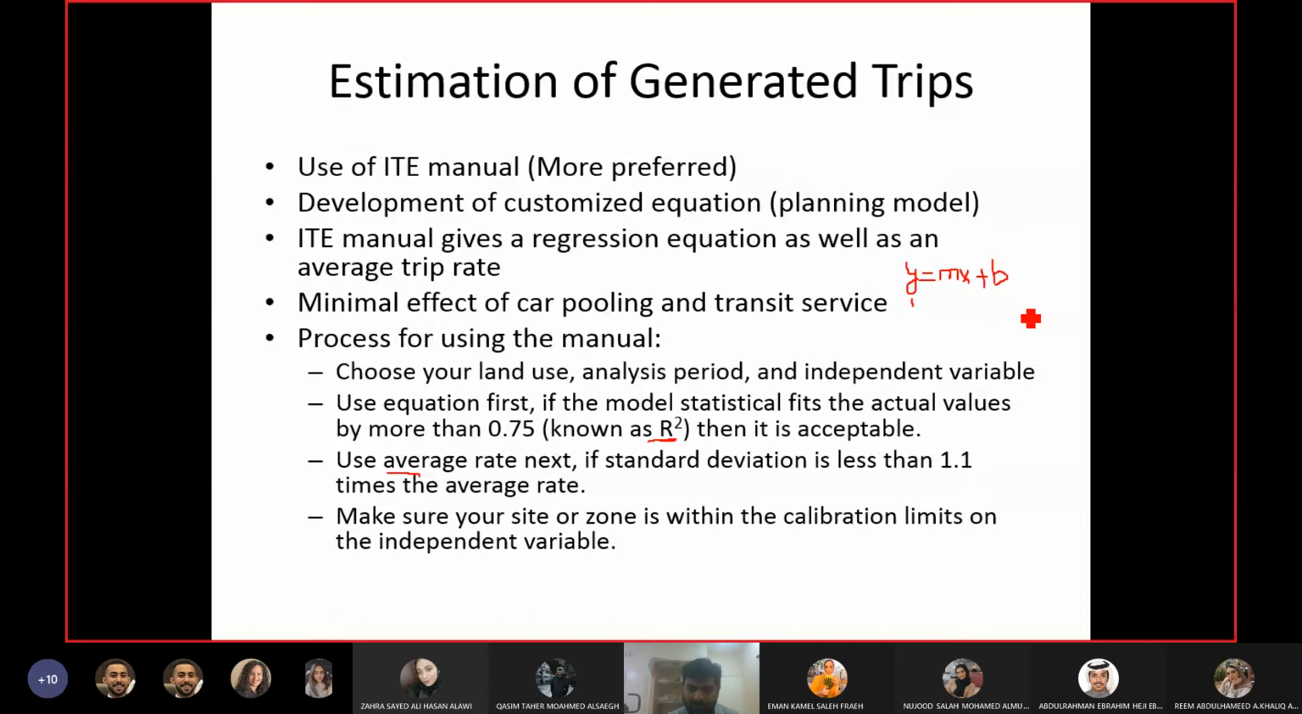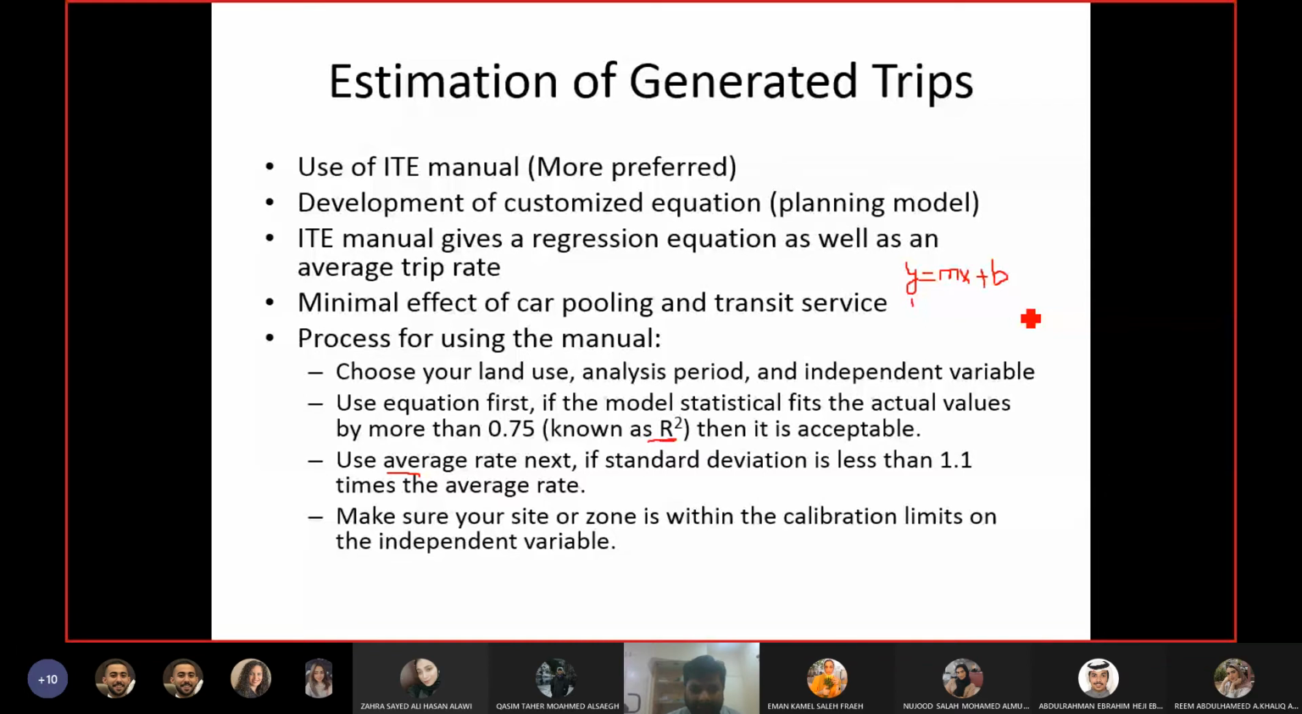Okay, but before doing that, make sure the size of your zone is within the size used for developing the ITE equation. Now, don't worry about where we are going to get R square, the standard deviation, the average, and the calibration limit. For the ITE, they are all given in the manual. So let us do a couple of examples here.